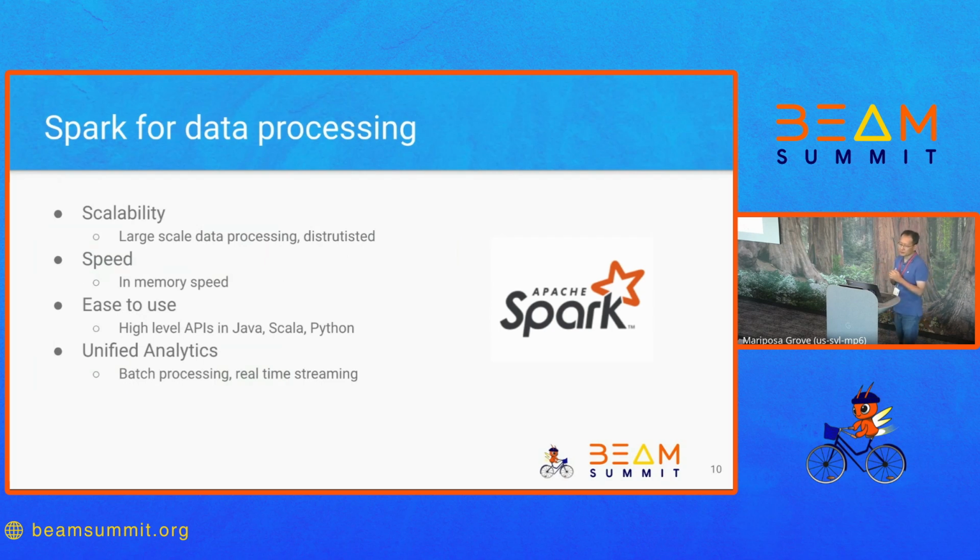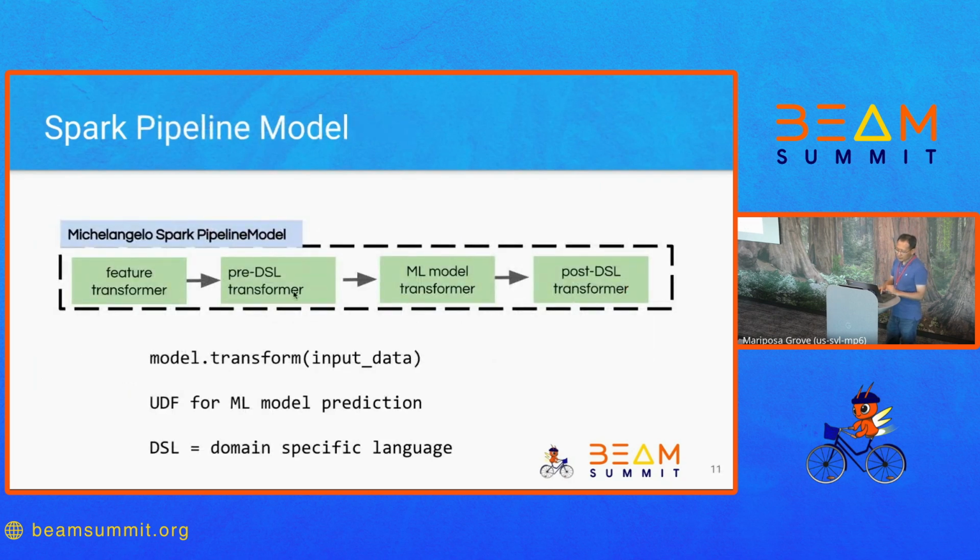So Spark can do a good job for those. Its basic speed is good because of the in-memory speed it provides. It is easy to use because it provides high-level APIs in Java, Scala, Python, and so on. It's also unified analytics for batch processing and real-time streaming. So how do we actually use it?